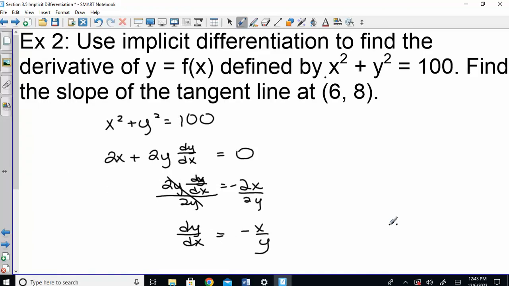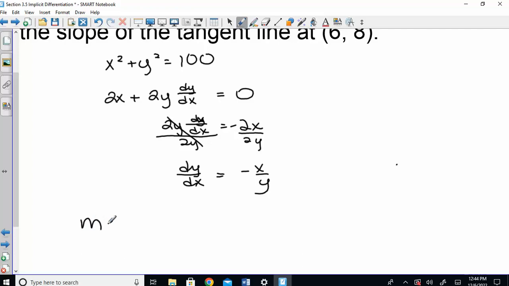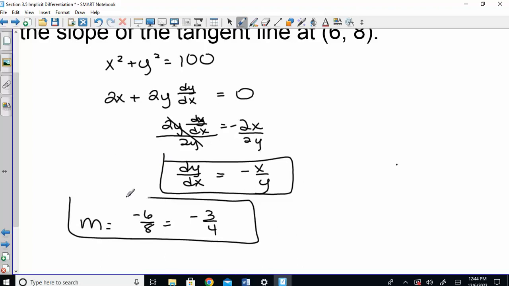So what we have to remember is every time we do a y, when we do its derivative, we put dy dx. So then with this, I asked you to find the slope of the tangent line at the point (6, 8). dy dx is the same thing as slope, so my formula is negative x over y, so negative 6 over 8 is negative 3/4. Is that okay?